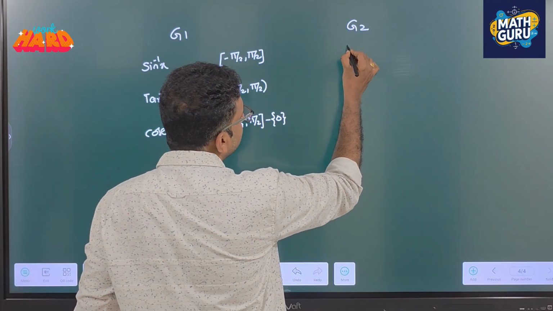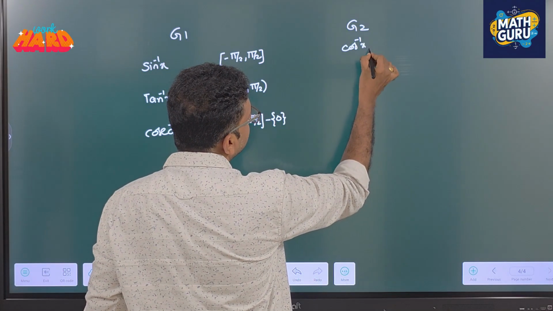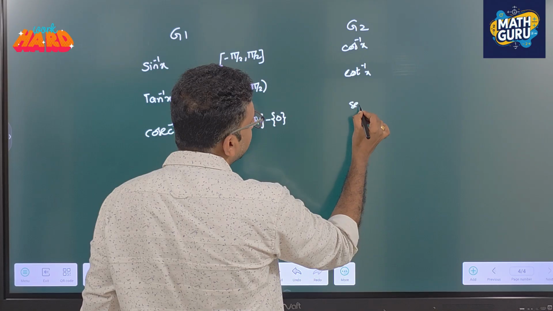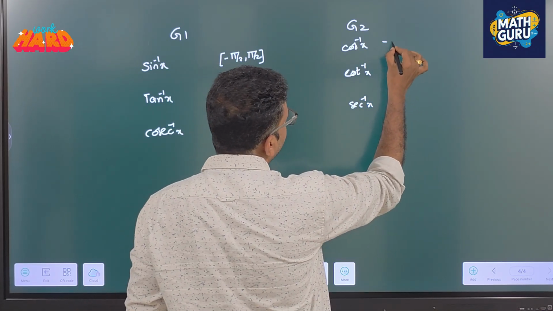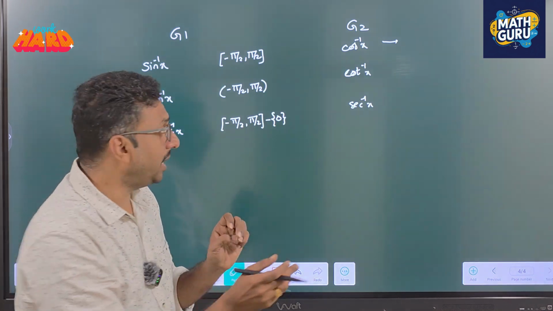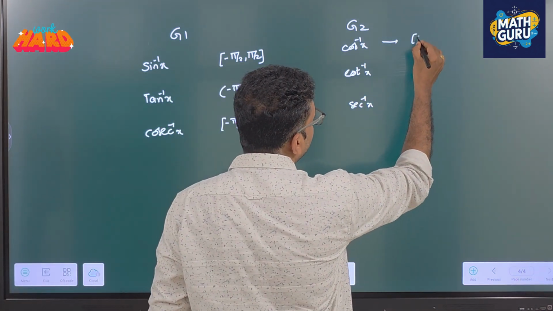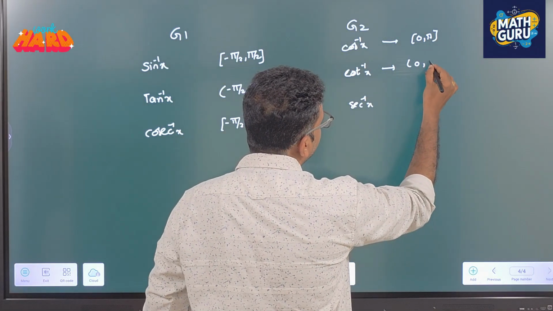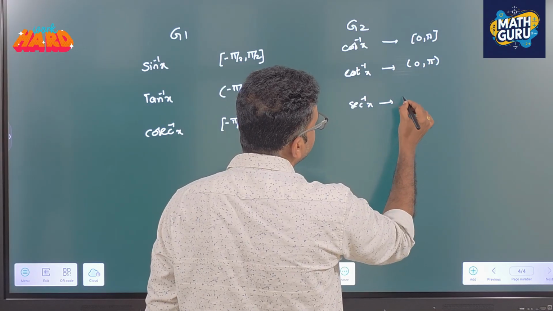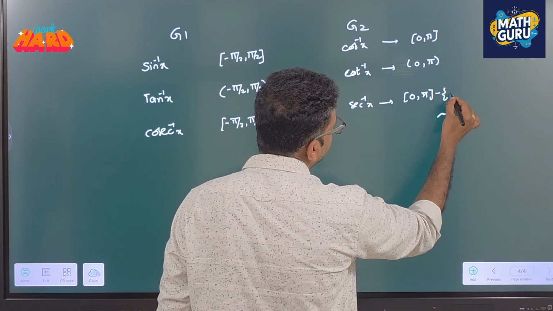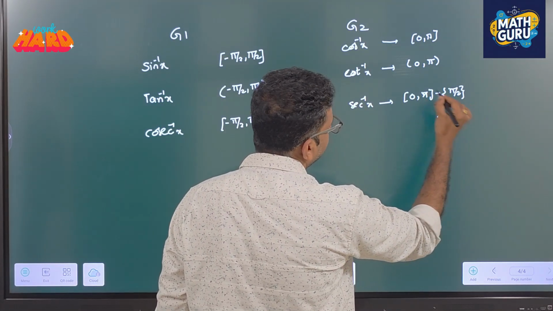And group 2 has cos inverse x, cot inverse x, and secant inverse x. These ranges also are slightly different, but they are all connected to 0 to pi. So cos inverse x range is 0 to pi, cot inverse x range is open 0 to pi, and secant inverse x range is closed at 0 to pi, except the number pi by 2.